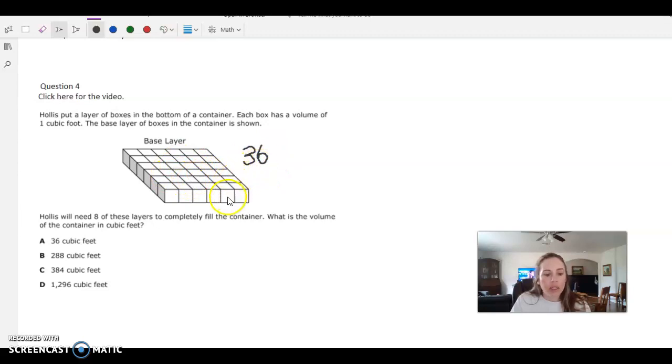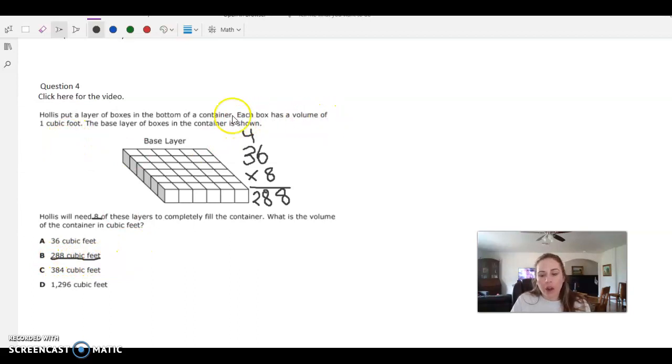Well, if there's 36 boxes in each layer and she needs 8 layers, I need to multiply my 36 in each layer times the layers. 6 times 8 is 48. 3 times 8 is 24, plus 4 is 28. So our answer is 288 cubic feet.